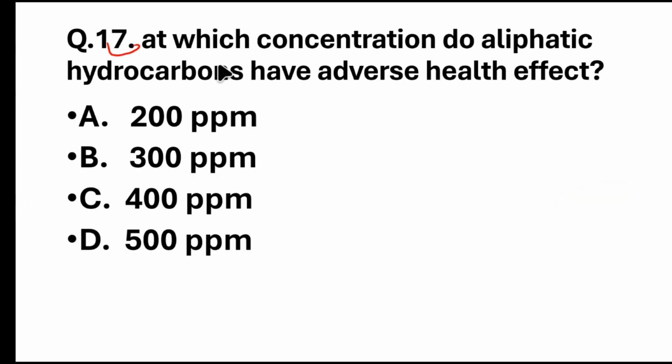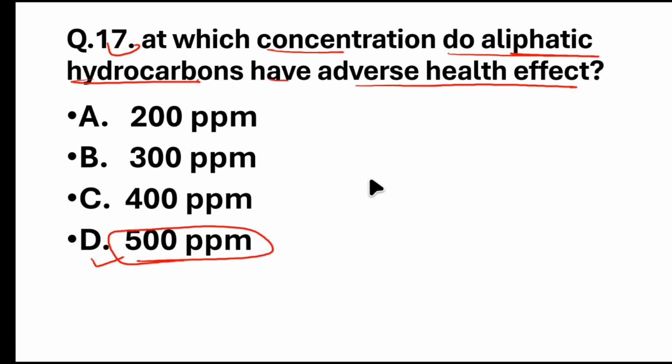Question number 17. At which concentration do aliphatic hydrocarbons have adverse health effects? Answer 500 ppm. Generally, hydrocarbons do not have adverse health effects on the human body at normal atmospheric conditions. When the concentration of exposure is very high, above 500 ppm, the aliphatic hydrocarbons affect human health.